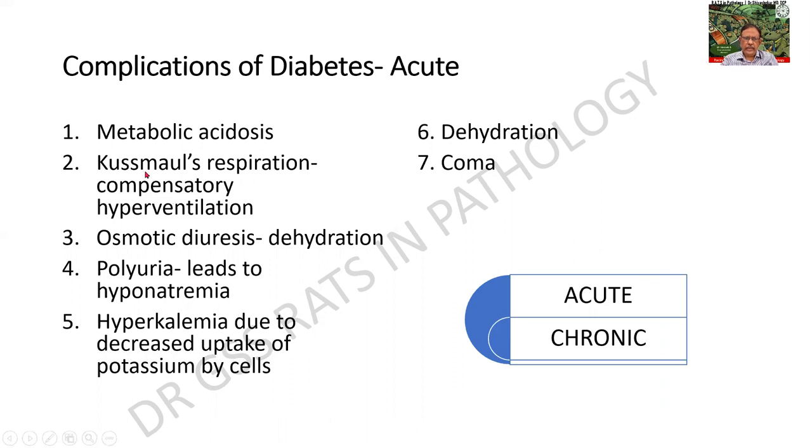Acute shall include metabolic acidosis, compensatory hyperventilation, where the patient presents with Kussmaul's respiration, osmotic diuresis, leading to a dehydration. And whenever there is a dehydration through polyuria, you find that there is a hyponatremia as well. Hyperkalemia also occurs due to decreased uptake of potassium by the cells. Finally, there can be a coma.